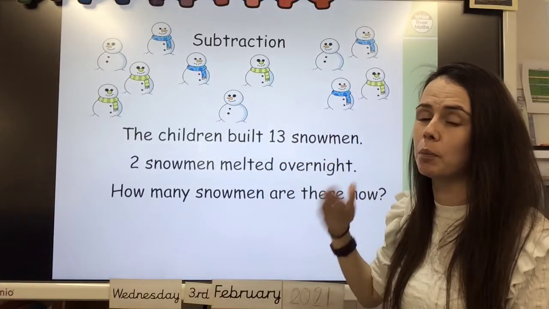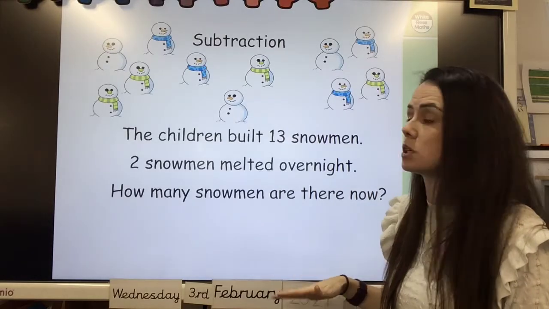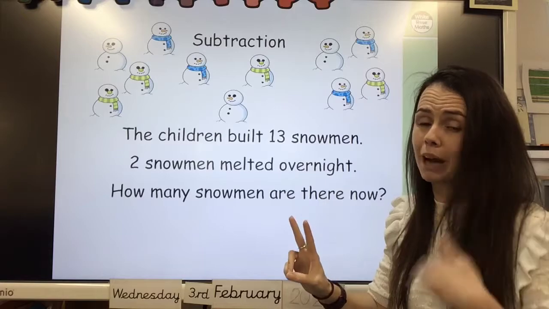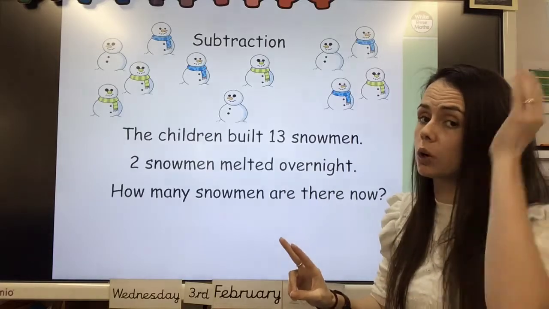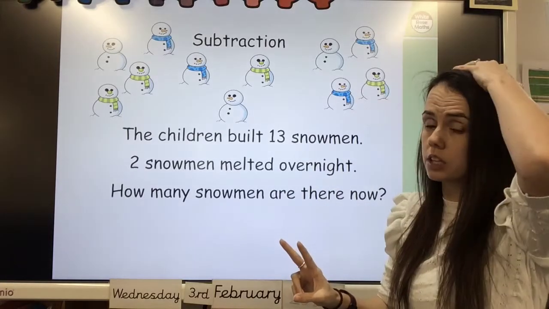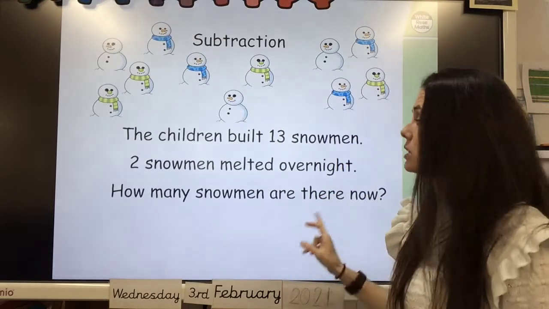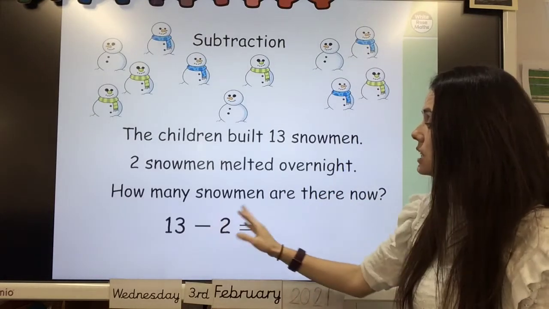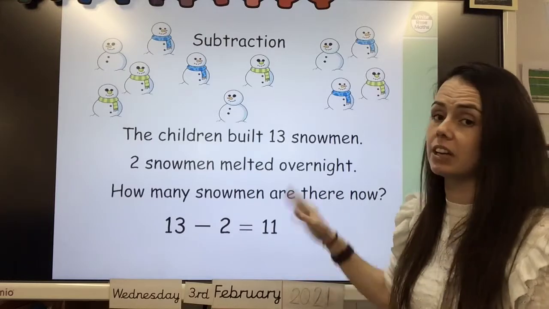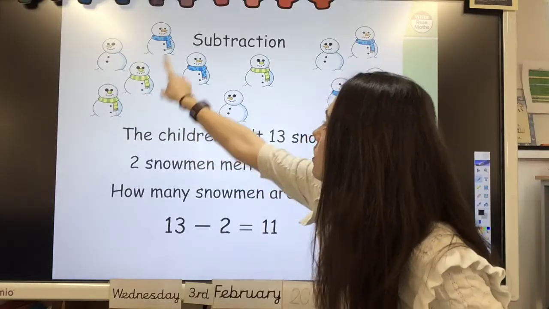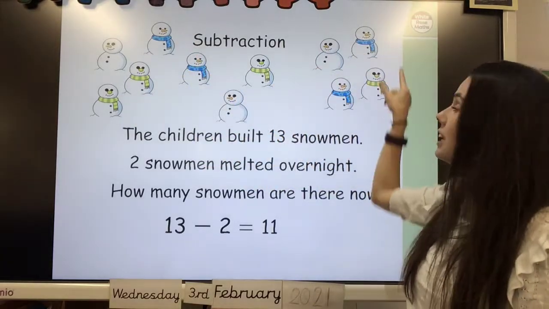13, count back 2. So put 13 in your head, hold up 2 fingers, and we're counting backwards, so our number's going smaller. So we're not going 13, 14, we're going 13, 12, 11, well done. So now 13 take away 2 is 11. And if we were to count these snowmen, there should be 11 here. Let's check. 1, 2, 3, 4, 5, 6, 7, 8, 9, 10, 11.